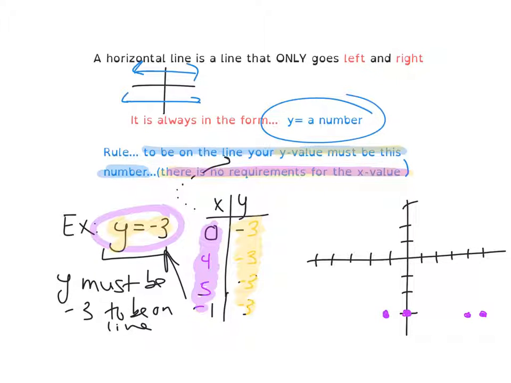Now I just picked a few random x values in there. I could have picked any x value in between, and they all would have had the same y value, so I am going to connect the dots. So I can clearly see that when the equation was in the form y equals, that made a horizontal line.